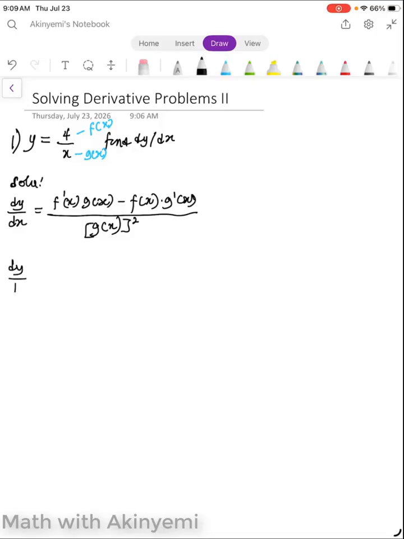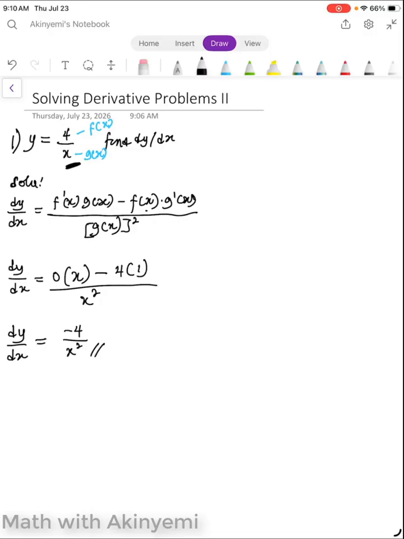So dy over dx will be equal to the derivative of 4, which is 0, into bracket x, minus f(x), which is 4, multiplied by the derivative of g(x), which is 1. So the derivative of x is 1, all over x squared. So dy over dx will be equal to minus 4 all over x squared. And that's it.